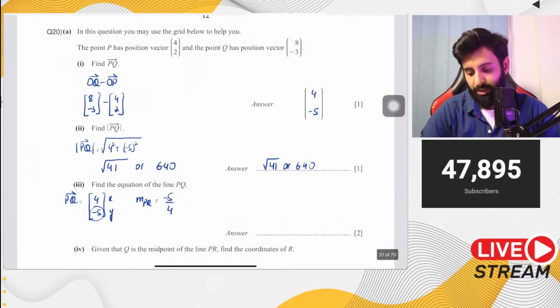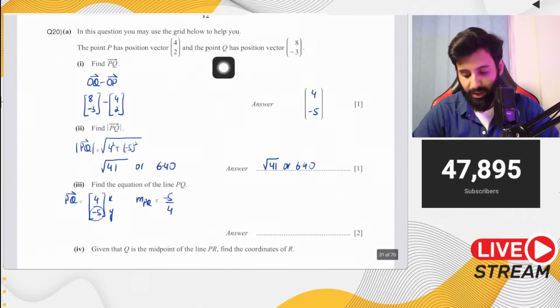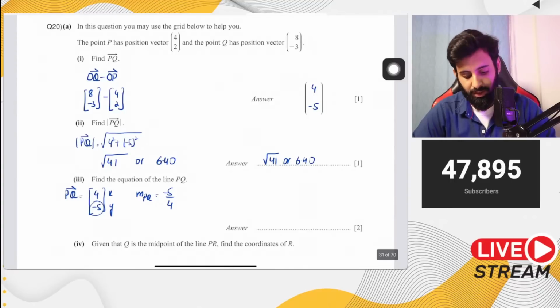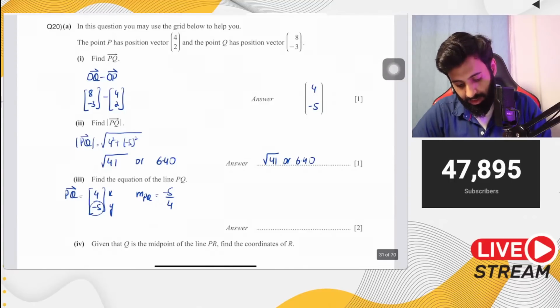You don't need to go through the pain of subtracting y and then dividing it by the difference in x. Just reverse the components and divide them and you'll have the answer. Okay, so that's the gradient. That means after the gradient, this is where we're at. y equals minus 5 upon 4 x plus c.